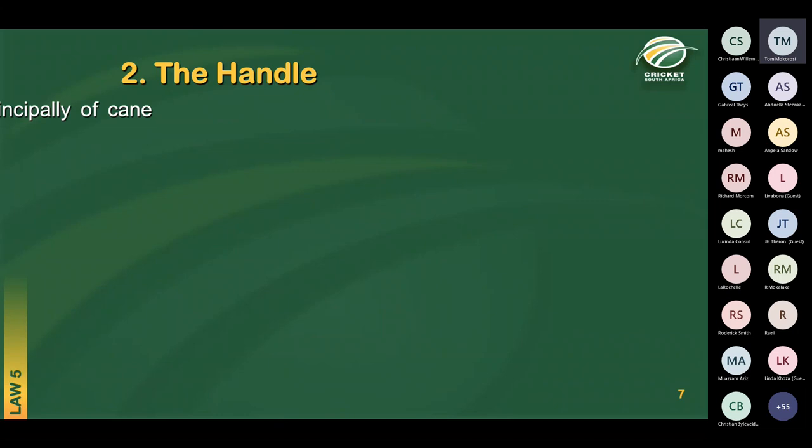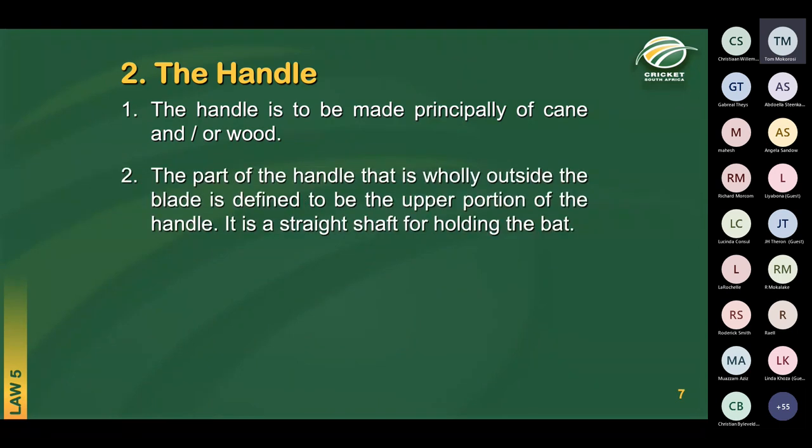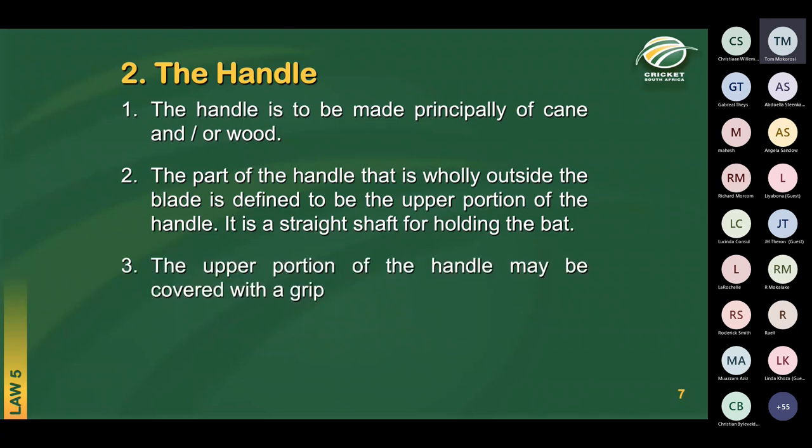What does the law say about the handle? The handle is to be made principally of cane or wood. The part of the handle that is wholly outside of the blade is defined to be the upper portion of the handle. It is a straight shaft for holding the bat.